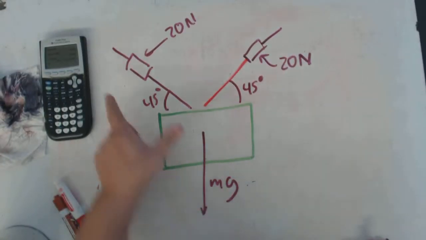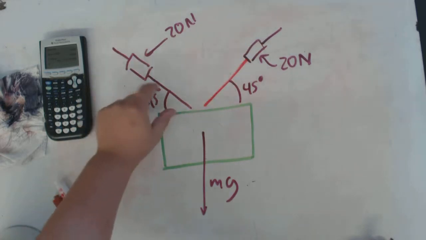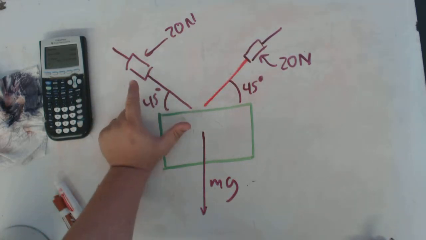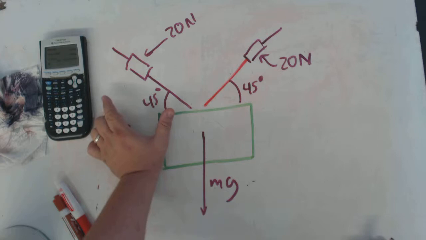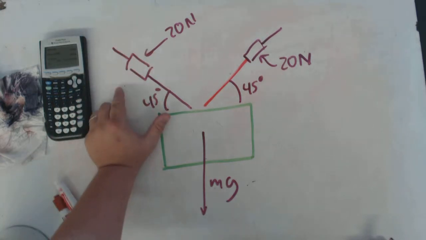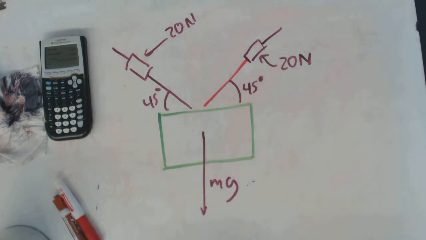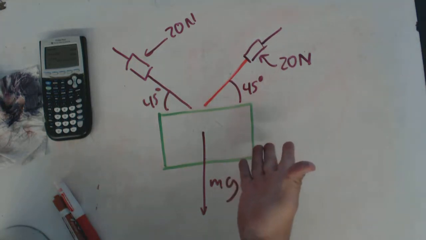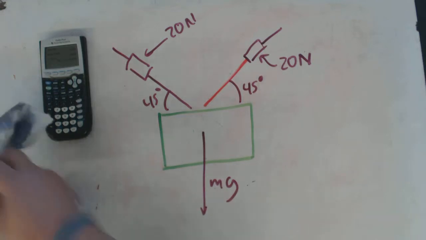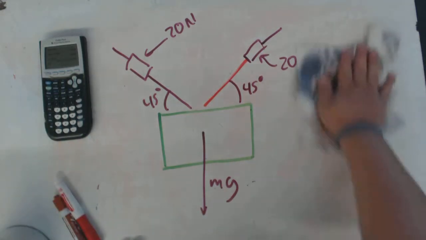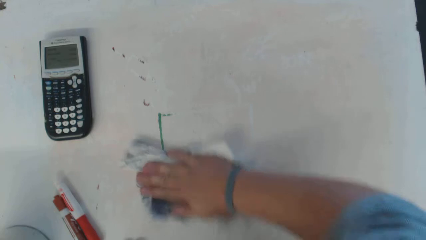Okay? So I've got these two spring scales that are telling me that the tension here is going to be 20 newtons, and the angle, measured using a protractor, is 45 degrees. And what I want to do is determine the weight of the picture from the data I have. Well, there's my drawing. What I want to do is go to a free body diagram, okay, which is going to look awfully similar.